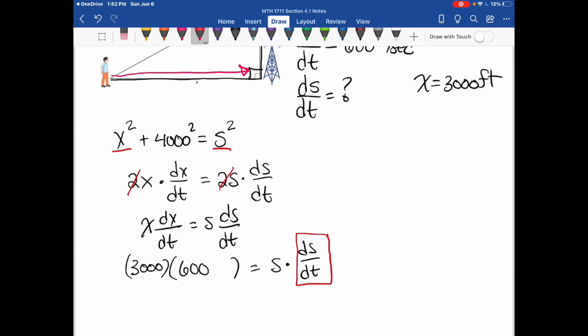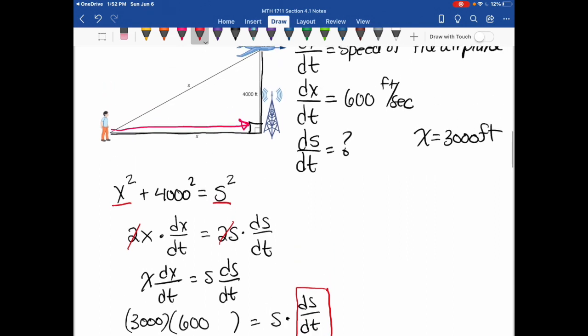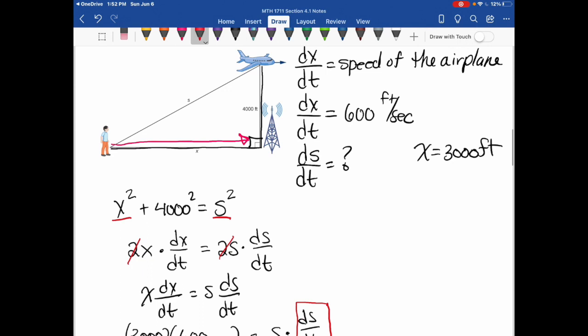Now the information wasn't given to us directly in the problem, what the value of s was, but we can figure it out. Since s is just the hypotenuse of a triangle, if I have a triangle, this side is always 4,000. And at the moment that we are trying to find this value for, we know that the value of x is 3,000. And so we can use the Pythagorean theorem to find the hypotenuse, which is our value of s.